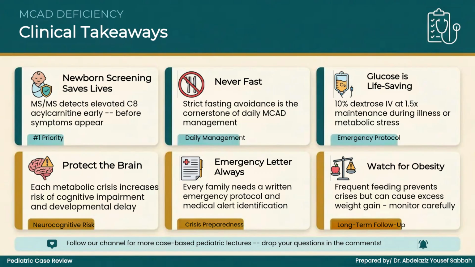Number 4. Protect the brain. Each metabolic crisis increases the risk of cognitive impairment and developmental delay. Number 5. Emergency letter always. Every family needs a written emergency protocol and medical alert identification. Number 6. Watch for obesity. Frequent feeding prevents crises but can cause excess weight gain, so monitor carefully.